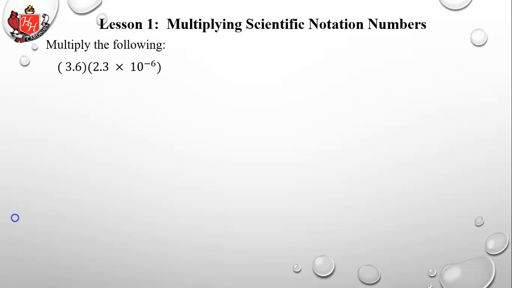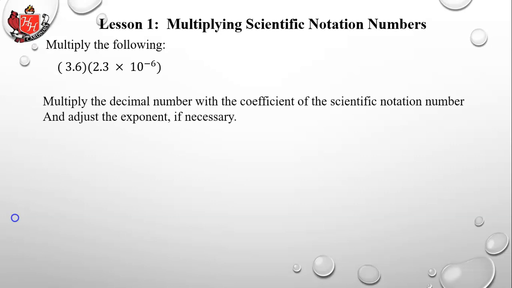Now, when one of the numbers is scientific notation and one of them is not, you simply multiply the one that is not by the coefficient only. So 3.6 times 2.3. So multiply the decimal number with the coefficient of the scientific notation number and adjust the exponent if necessary. We're going to talk about adjusting the decimal if necessary.